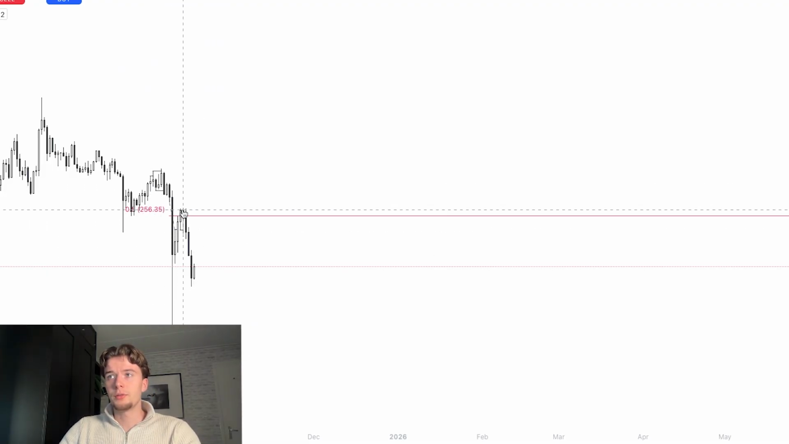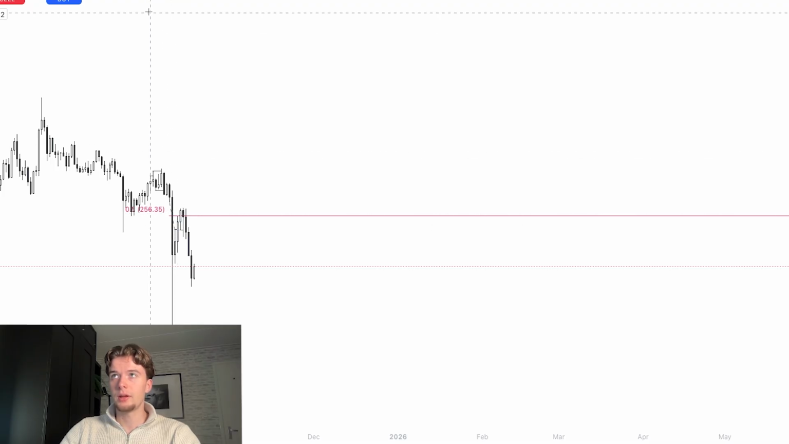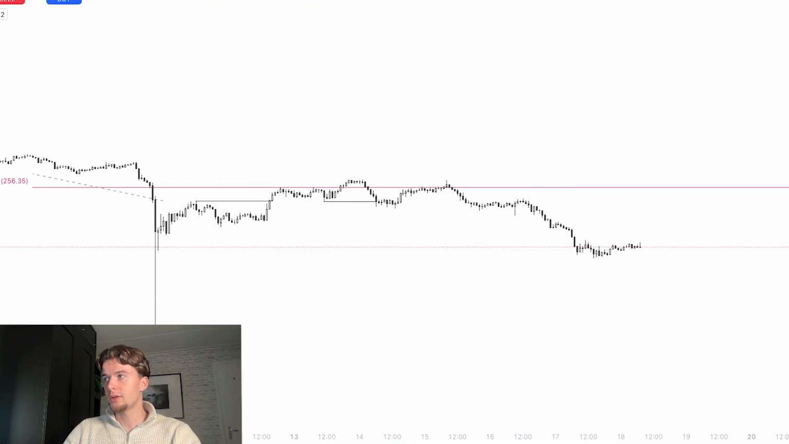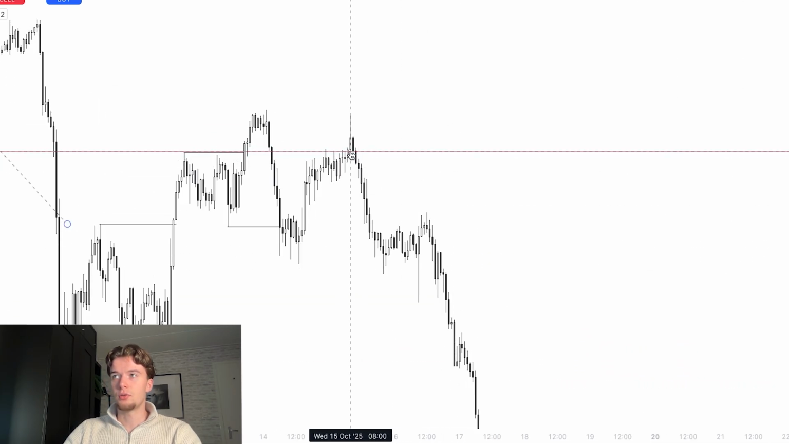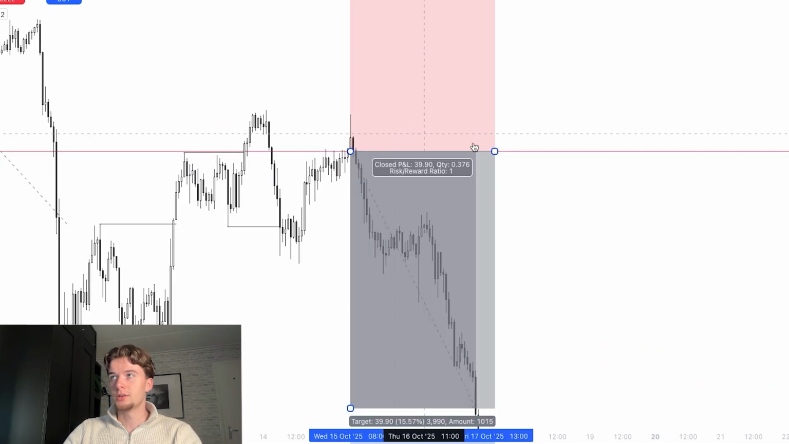So what I often do is I look for the 50% of that imbalance, and we can see over here that I drew that on Monday, and then I saw that it was getting filled on the 1 hour and it got touched again, and that's also where I entered. So this is where I entered.